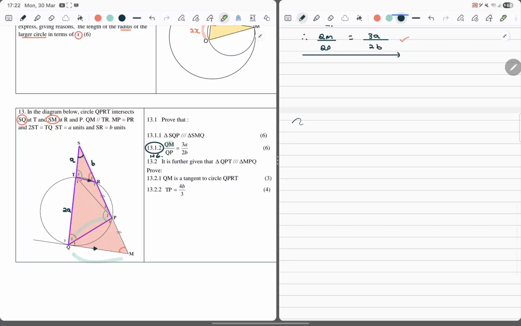So let's see, we've got 13.2. Now 13.2 says it is further given that triangle QPT, okay, this triangle here, if we can just staple it so that you can see it. So always annotate in such a way that you can see where you are. Sometimes these drawings can get very overwhelming. Okay, so that's the triangle we're talking about. It's similar to triangle MPQ.